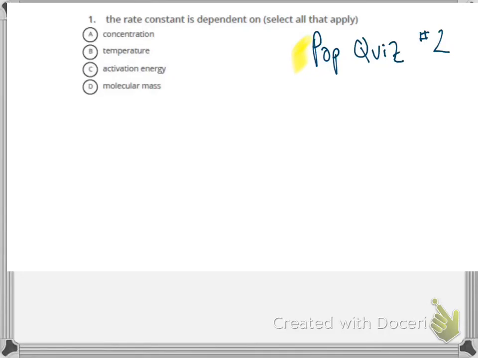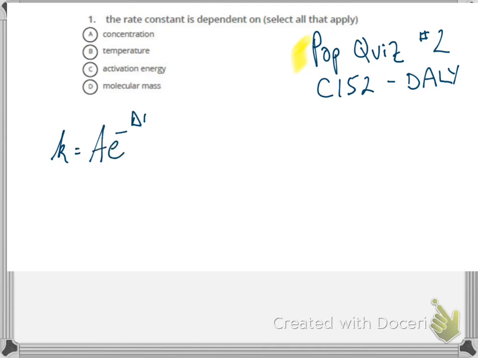Hello, I'm going to go over the C152 Pop Quiz 2, which was given on Thursday in Dr. Daly's class. So the first question asked about, what are the dependencies on the rate constant?